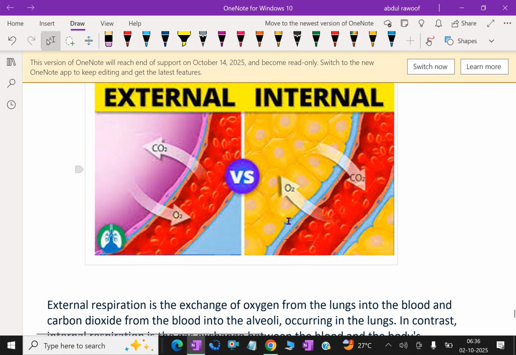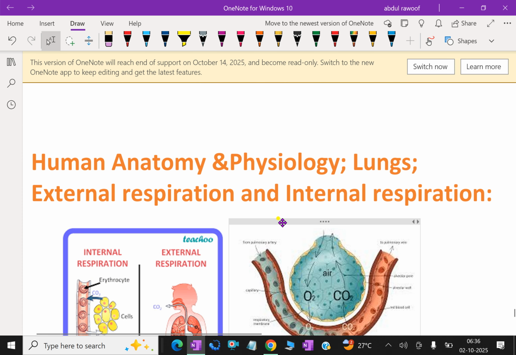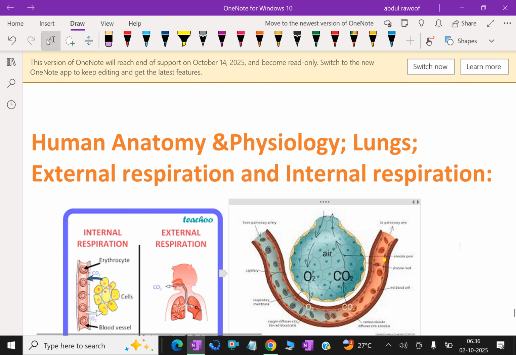So far we discussed external respiration and internal respiration in the lungs, how it happens and what the results are.